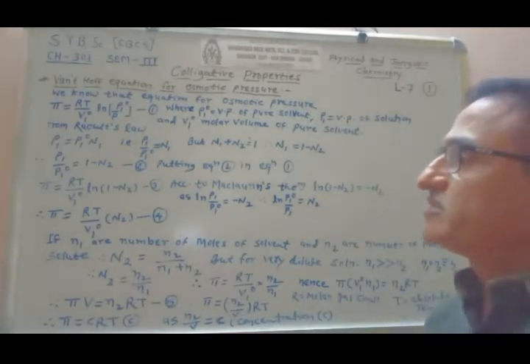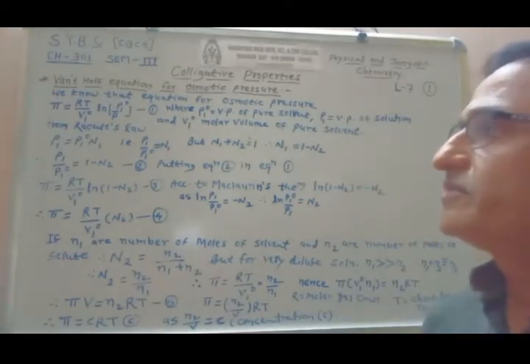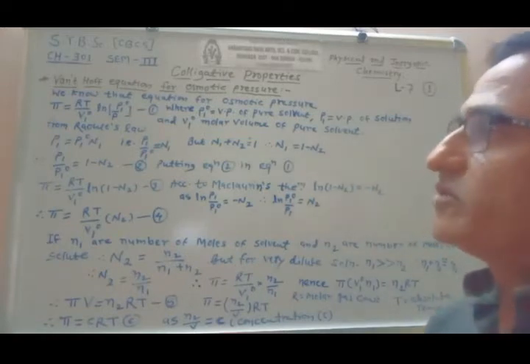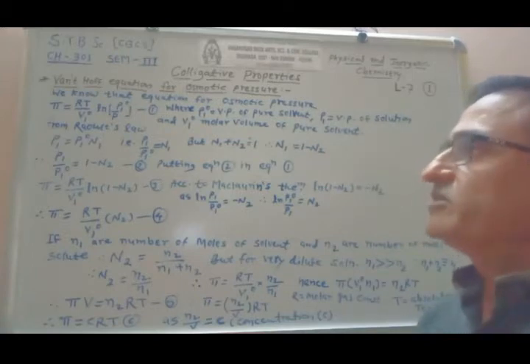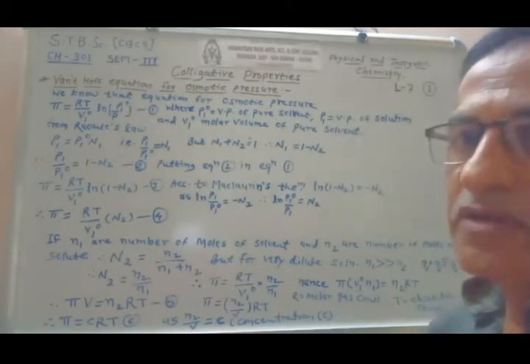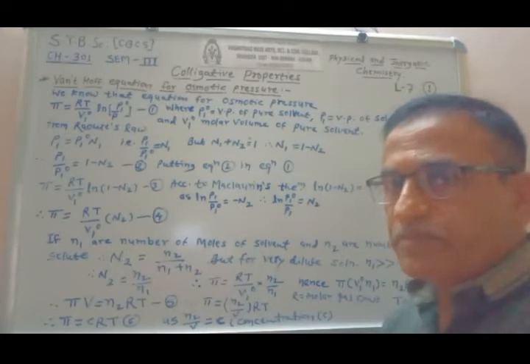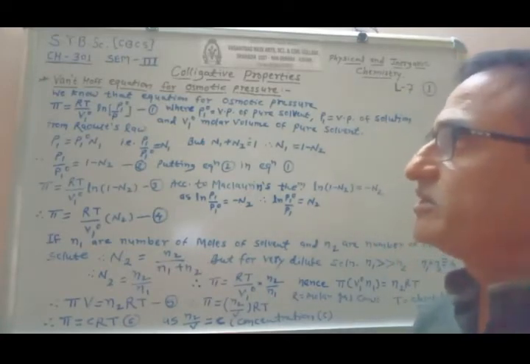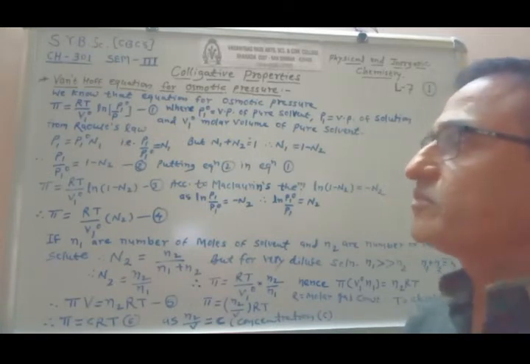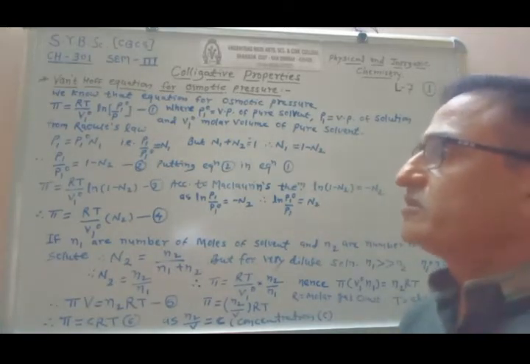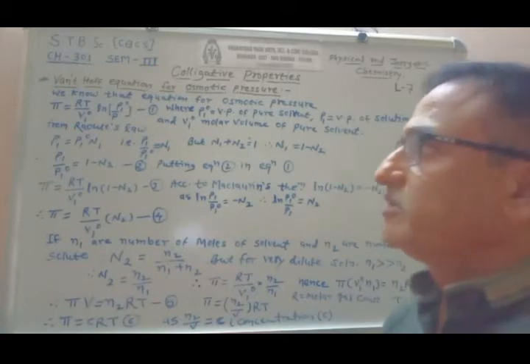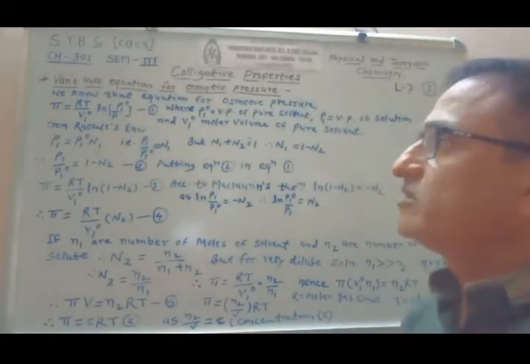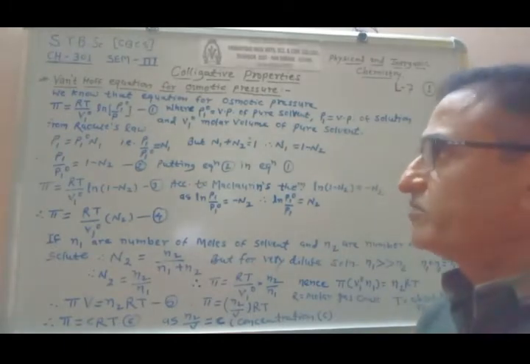We have already discussed different colligative properties such as lowering in vapor pressure, elevation in boiling point, depression in freezing point, osmosis and osmotic pressure. We have also derived different equations for calculating the molecular weight of solute. Now here we have to derive the equation, that is the van't Hoff equation for osmotic pressure.